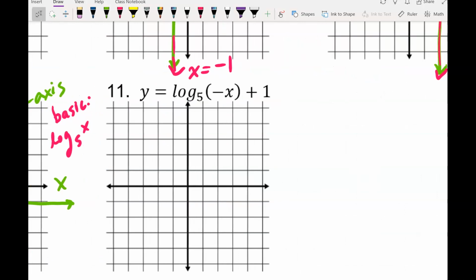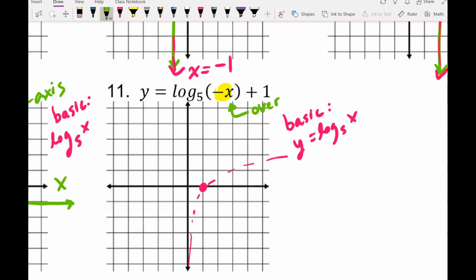So it's going to be x equals 0. Number 11, again, my basic graph is y equals log base 5 of x. So that's going to have a point at (1, 0) and go like this. The negative with the x is going to reflect it over the y-axis. So this point is going to get moved over the y-axis along with every other point.